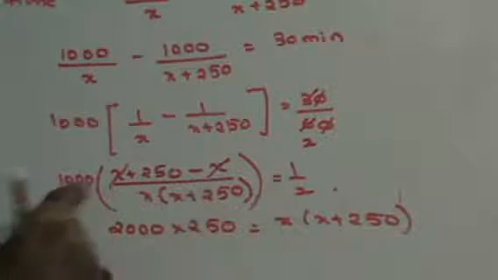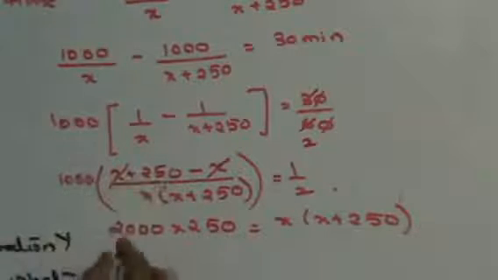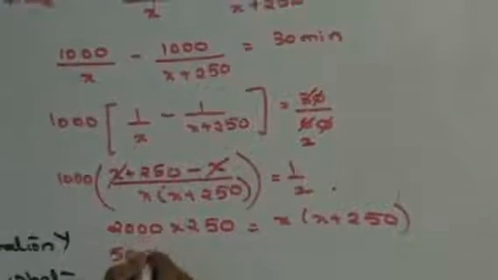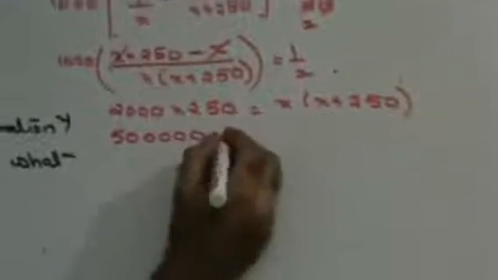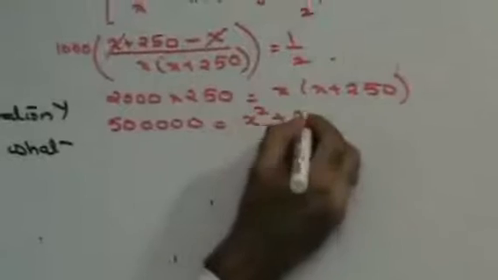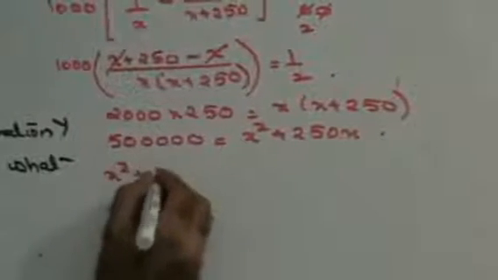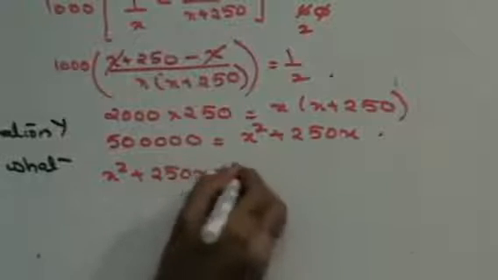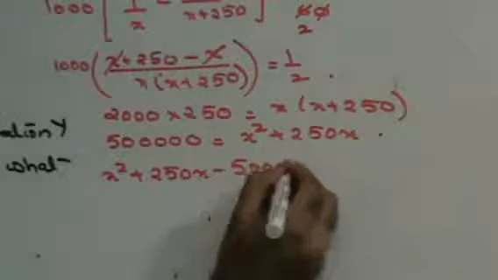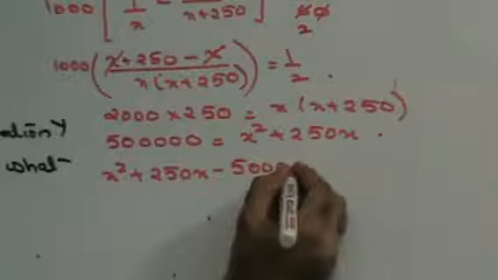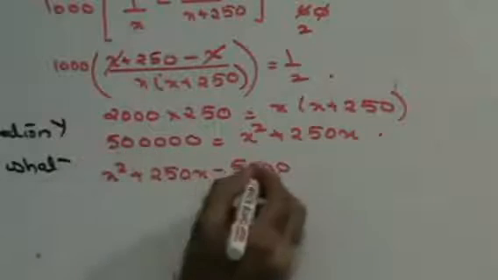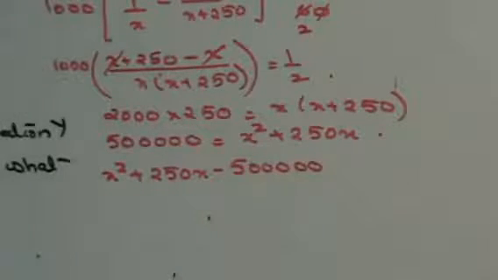Right? 2000 into 250. So 25 2s are 50, 3 zeros from here and 1 zero from here is x square plus 250x. Take that on the other side, so I will get x square plus 250x minus 5 lakhs, 1, 2, 3, 4, 5 zeros, is equal to 0, right?